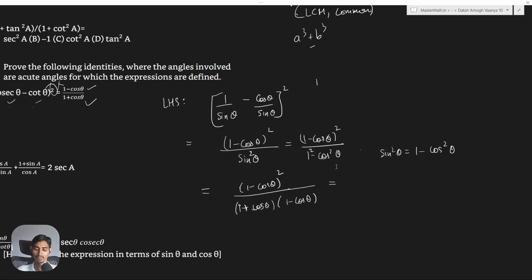Yes, Daksh. Yes, so 1 minus cos theta will remove the square. This is power 1, this is power 2, that is gone. And which is the RHS? This is what we needed: 1 minus cos theta divided by 1 plus cos theta. Naveen, is that okay? Yes, sir.